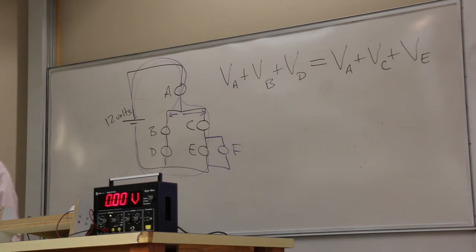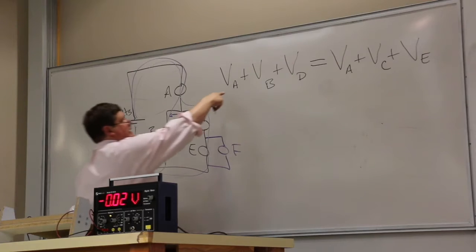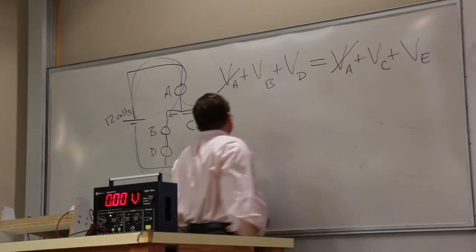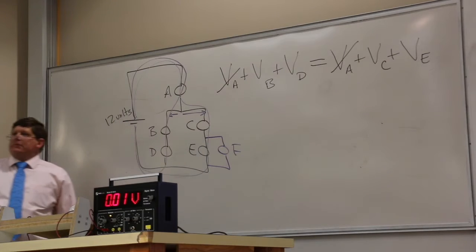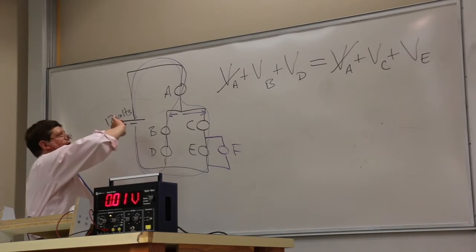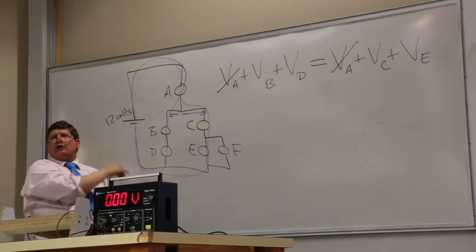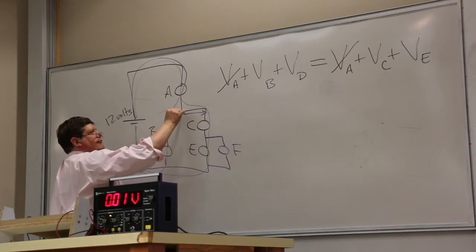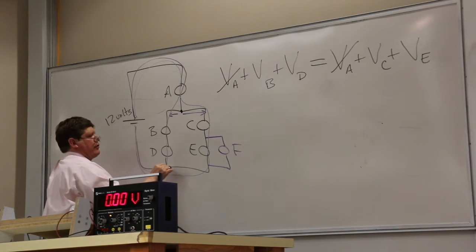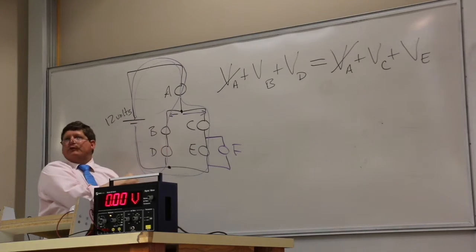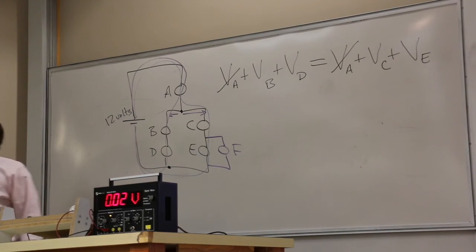Now it's just mathematics. If I have VA on both sides, I can cancel it out. Now think about what that means. That means not only do I have the same voltage along any path from one side of the battery to the other, but from any path or any point to any other point, regardless of the paths that go between them, I have the same voltage.